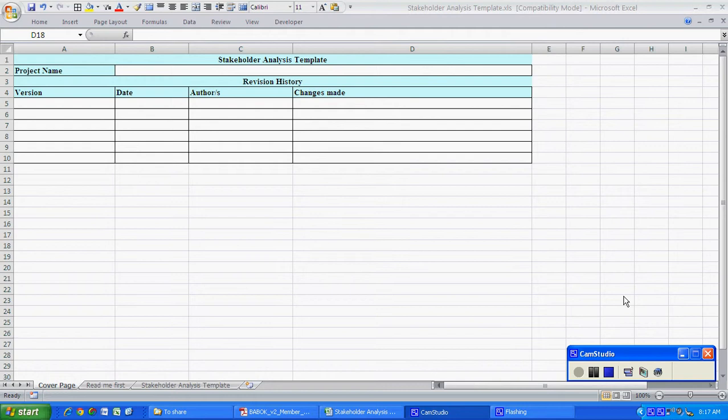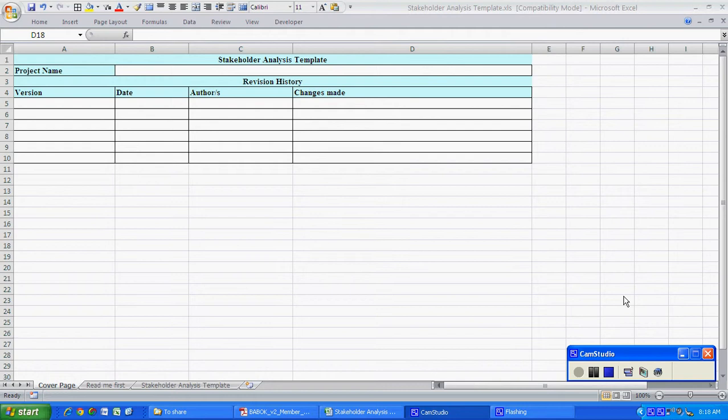As you may be aware, stakeholders are extremely critical for the success of any business initiative, and a business analyst must be in a position to identify, categorize and manage all relevant stakeholders. So here in this demonstration, we will show you a sample stakeholder analysis template which has been aligned with the business analysis body of knowledge.